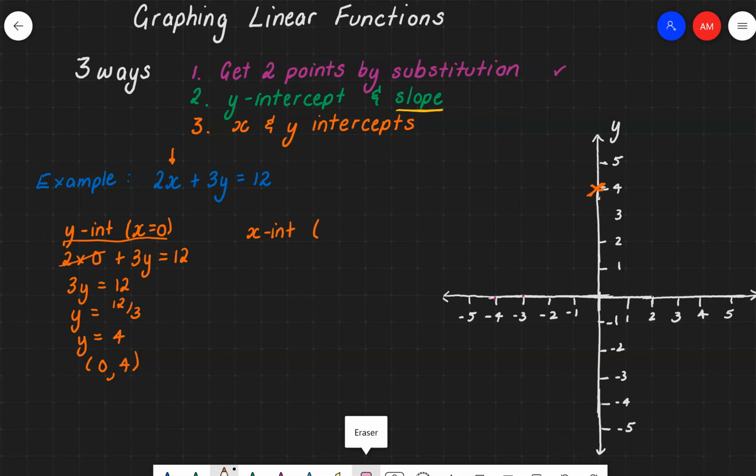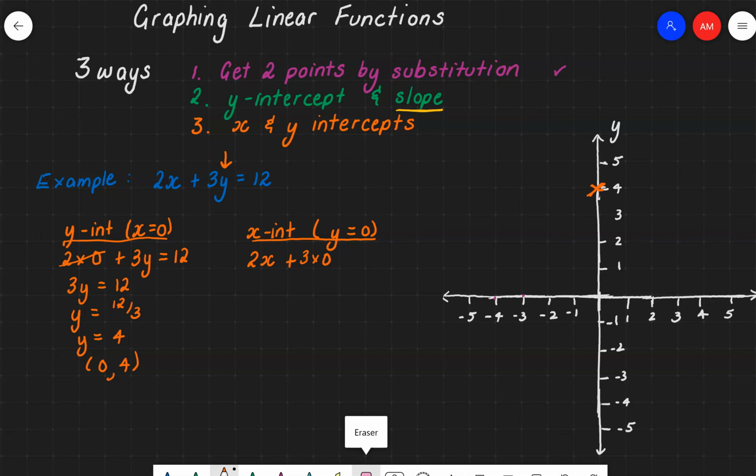So this time though, instead of making x 0, right, to find your y-intercept you make x 0. To find your x-intercept we will make y 0. Got to agree, that makes sense. Okay, so we come back to our equation, always back to the original, and we're now going to make y 0. So we end up with 2x plus 3 times 0.